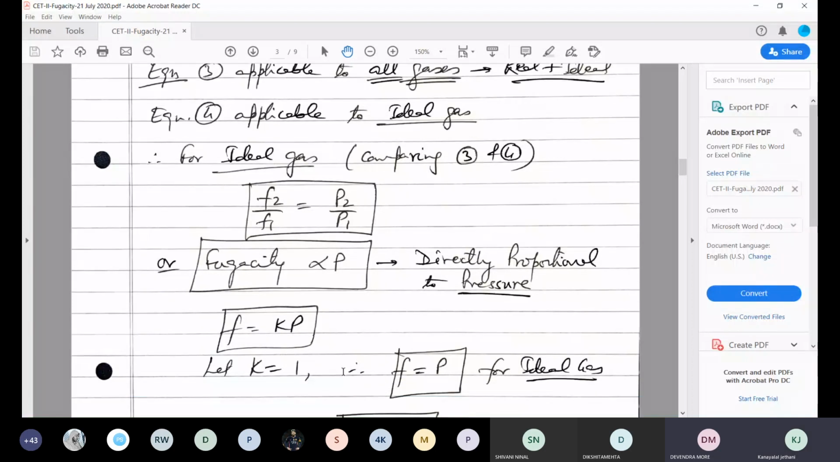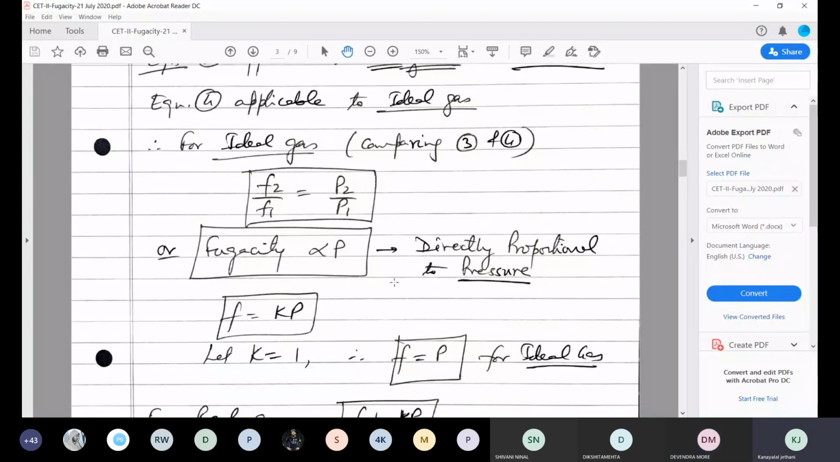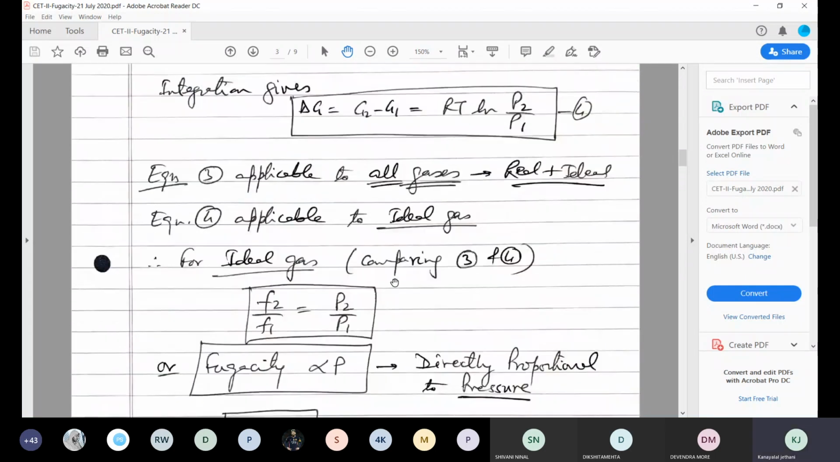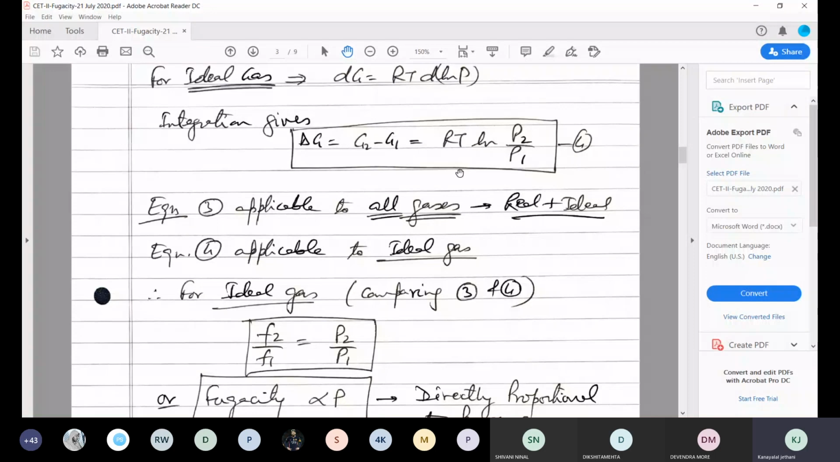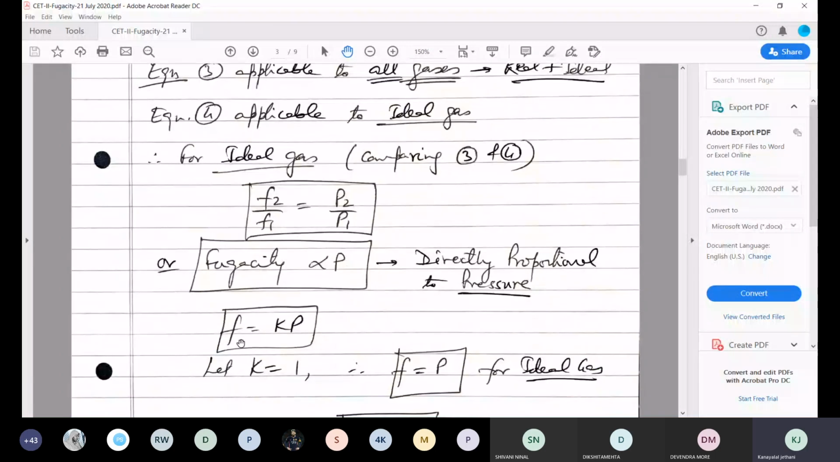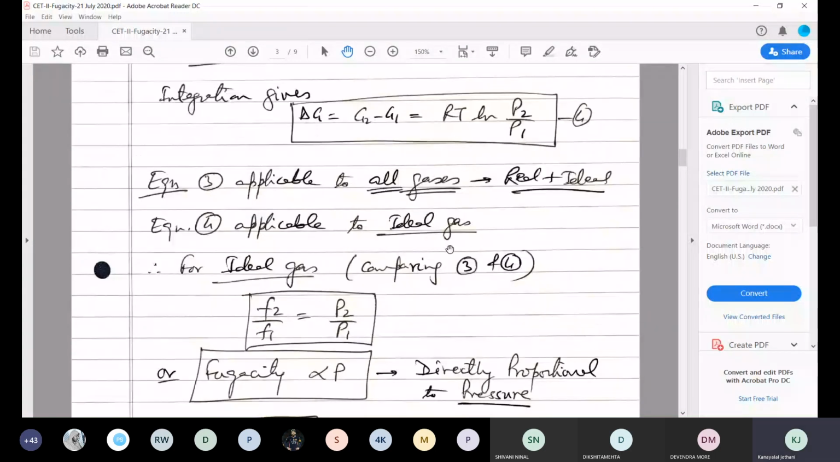F is equal to K times P, we are defining for ideal gas because we know for ideal gas this is the equation, right? आइडियल गैस के लिए इक्वेशन हमने डिराइव किया है, डेल्टा जी equal to RT ln P2 by P1. राइट? ये डिराइव किया हमने, राइट? Now if you put P is equal to F by K, यहाँ पर प्रेशर के ऊपर F by K डाला तो क्या हो जाएगा? F2 by K divided by F1 by K, बराबर? K कैंसिल हो जाएगा, get F2 by F1.